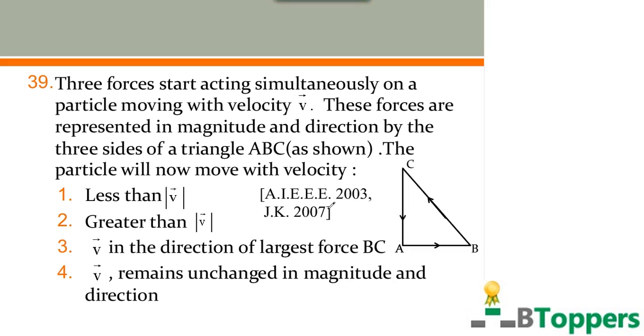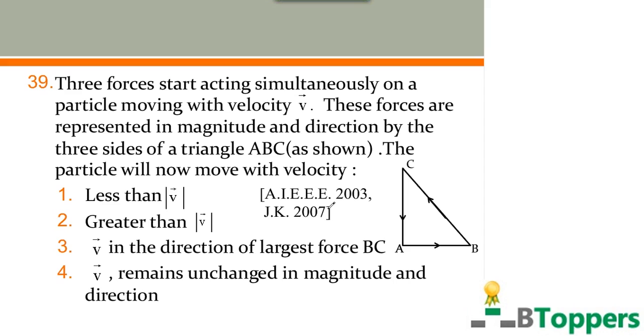In this case, it is given that three forces start acting simultaneously on a particle which is originally moving with velocity v bar. The first force acts along AB. The second force acts along BC. And the third force acts along CA. So the three forces are represented graphically along the three sides of a triangle, all taken in the same order. Therefore, the magnitude of the resultant of the three forces is 0.